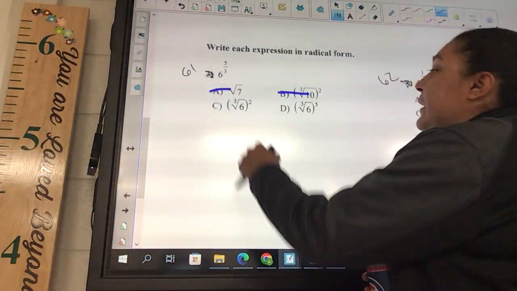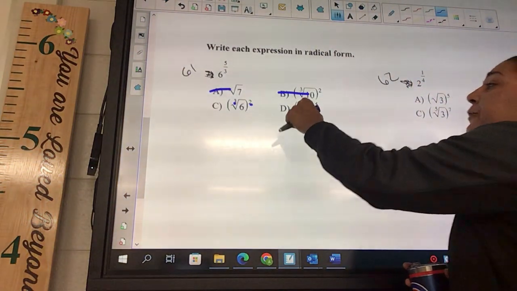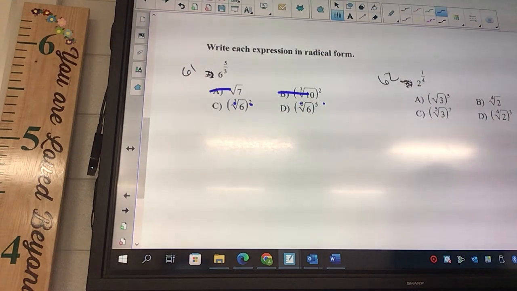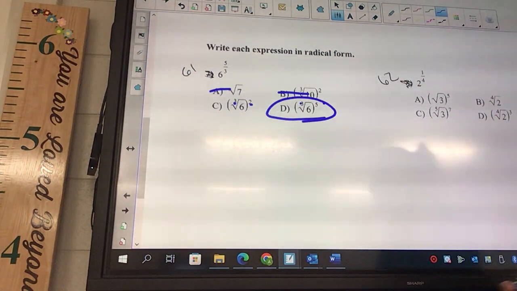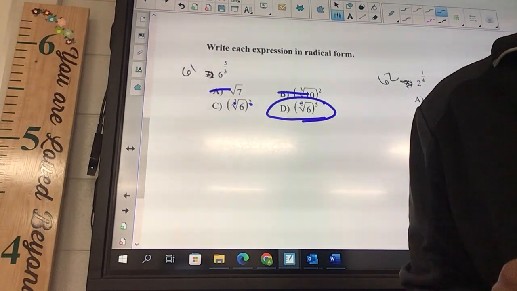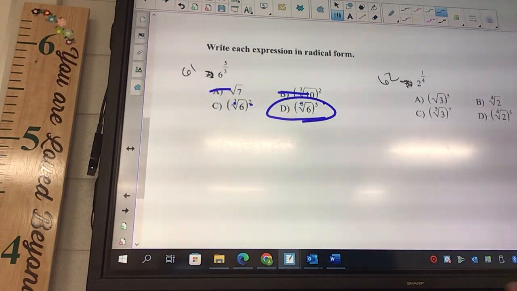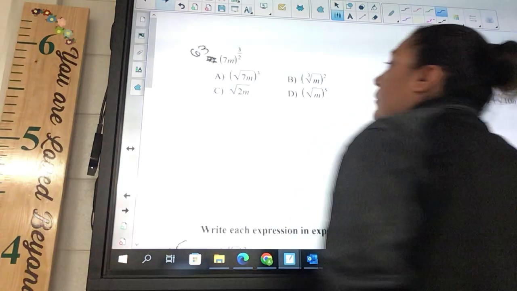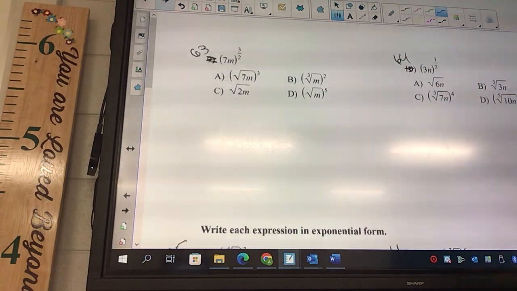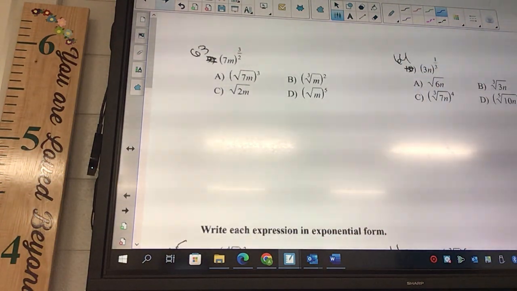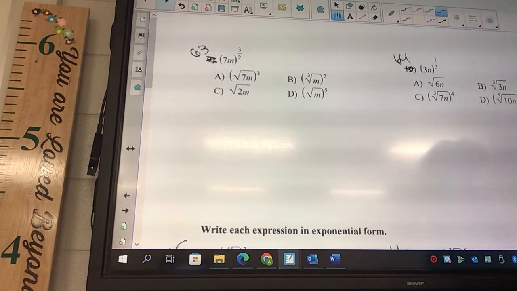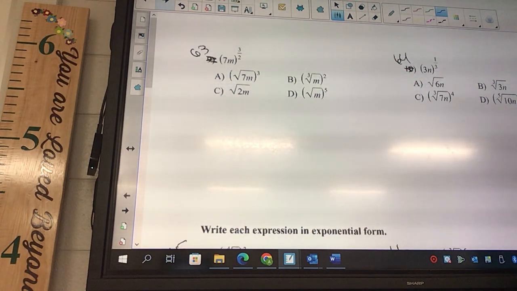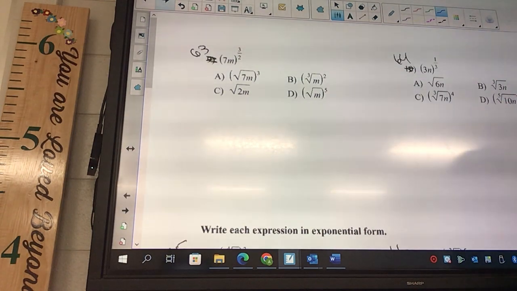Okay, if you look at C and D, this has a 3 and a 2 and a 3 and a 5. What numbers did they give us? 3, 5, so it's going to be D. Okay, 63. What number's going underneath the radical? 7m, which is what? A.